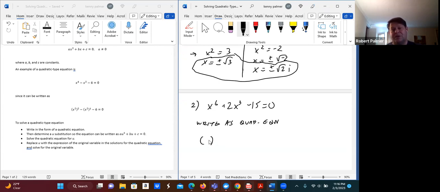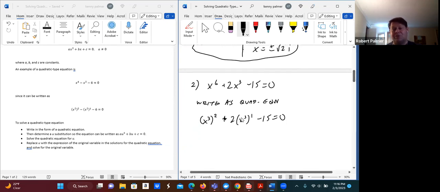And so this is going to be x cubed to the second plus 2 times x cubed to the first minus 15 is equal to 0. So I'm able to write this as a quadratic equation. What's in parentheses has to be the same: here to the second power, here to the first power. Now I'm using these u substitutions again. So I'm going to say let u equal x cubed. Okay, follows basically the same pattern I did on the first example.